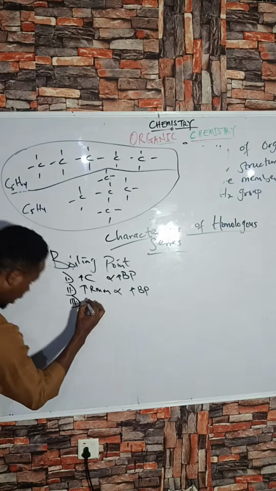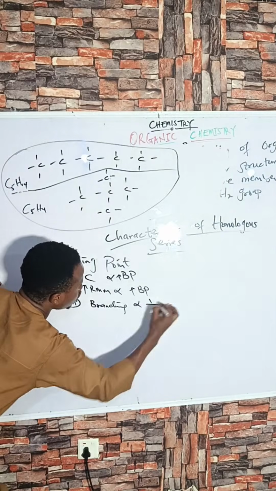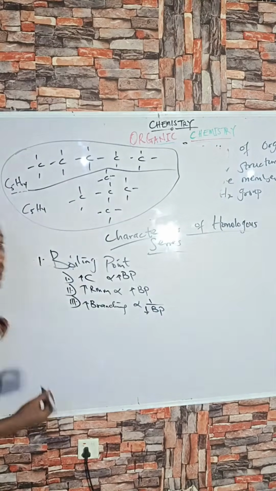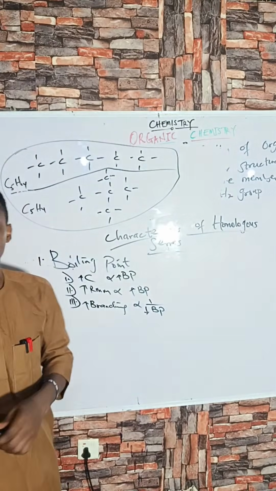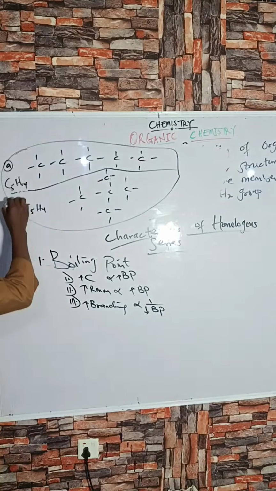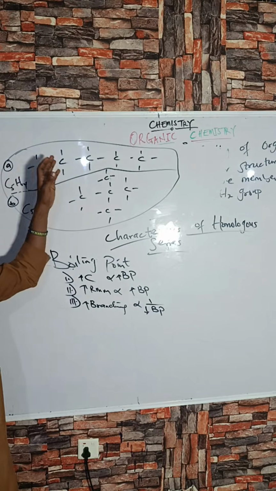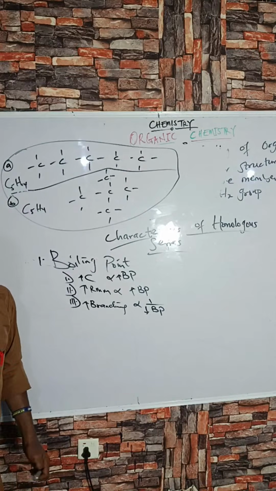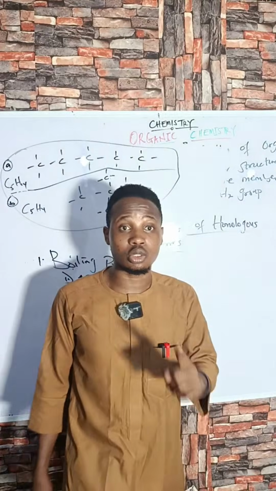The idea now is that branching is inversely proportional to the boiling point. Meaning, when branching goes up, boiling point goes down. So boiling point is inversely proportional to branching. In that case, for this question, if this is A and this is B, which one should have a higher boiling point? Of course, A will have a higher boiling point, because B is already branched, so its boiling point would have reduced.